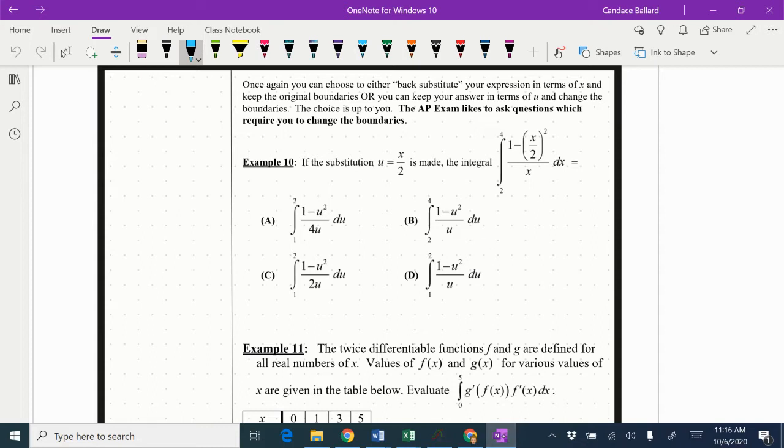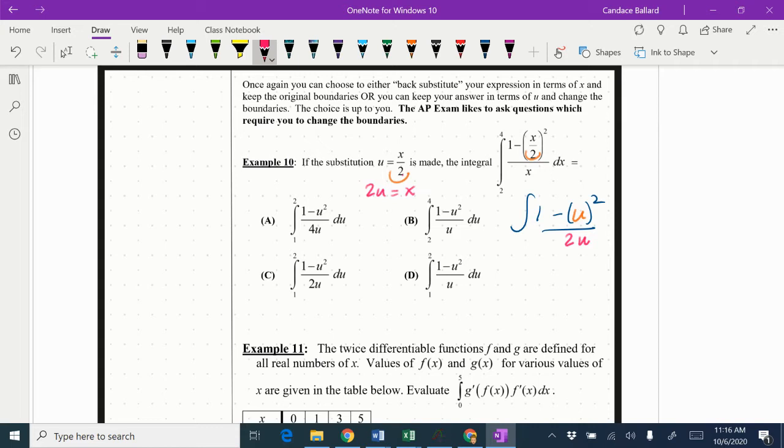So if the substitution u equals x over 2 is made, the integral of this is basically which one of these is the answer. I know that my u is x over 2, so I'm going to substitute u into that, and then I'm going to have to figure out what that x is. I'm going to start rewriting my integral: 1 minus parentheses squared over x. I don't need the dx. I'm putting the u in here, and I have to solve this for x, so I'm going to multiply both sides by 2. So I get 2u equals x.